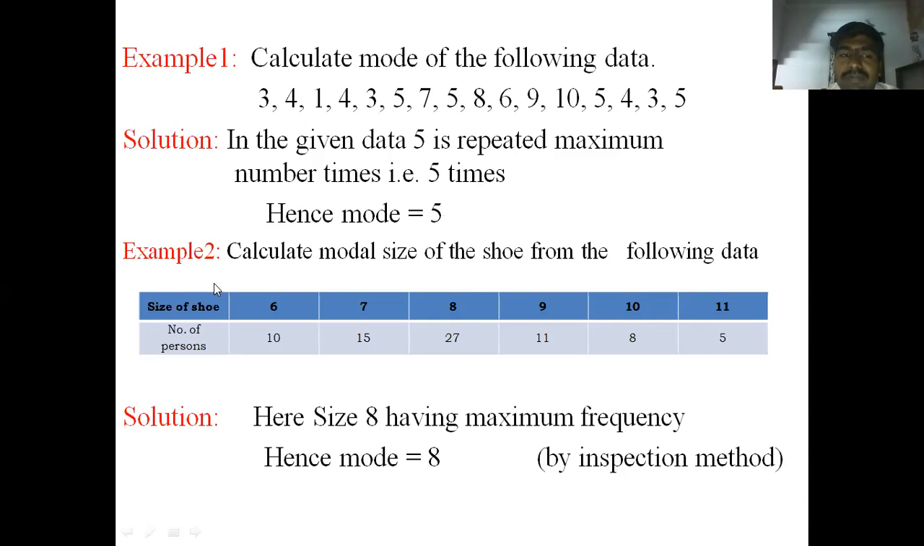Similarly, in the second example, calculate the modal size of shoe from the following data. Shoe size 6 is for 10 persons, 7 for 15, 8 for 27, 9 for 11, 10 for 8, 11 for 5. Which is the highest number? Size 8 is used by 27 people, that means 8 has more persons. Therefore, the mode is equal to 8 because it is used by more persons. It is repeated for more people. In this particular example, we can use the mode.